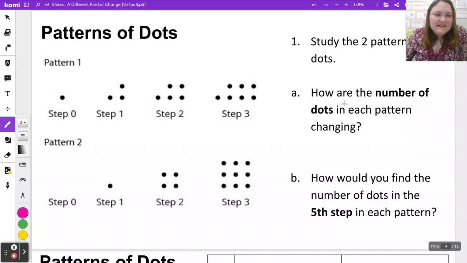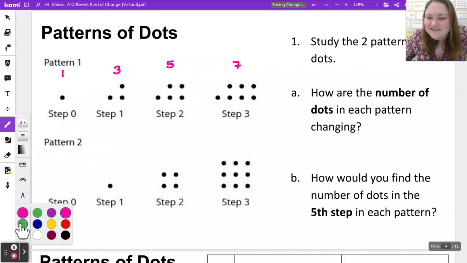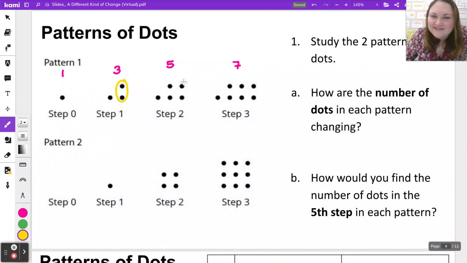As students think about how it's changing, sometimes it helps to put a total with them. Notice for step 0, we have 1 dot here, and then 3 dots, and then 5 dots, and 7 dots. Every single time, it's whatever the picture looks like before, but we're just adding 2 dots to the end of the picture. So notice our step 4 then, it would look like this one just with 2 dots at the end. For pattern number 2, we start with 0, and then this one here looks a little different.